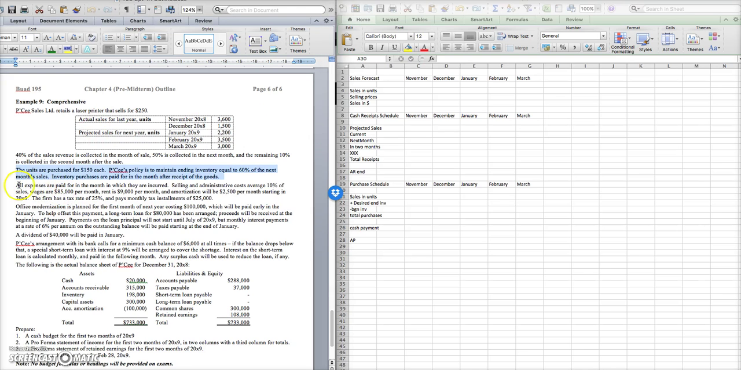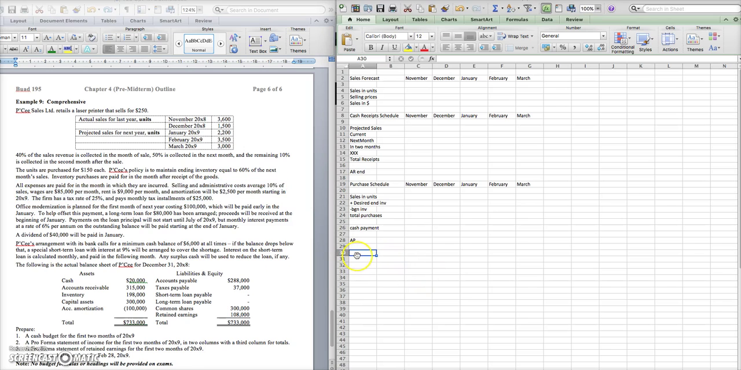Hopping back to the question, all expenses are paid for in the month in which they occur. Selling and administrative are average 10% of sales. Wages are $85,000 per month. Rent is $9,000. Amortization will be $2,500 starting in 2009. And the firm has a tax rate of 25%, and we also know now that they pay monthly installments of $25,000. All of this information we will need for our cash budget.